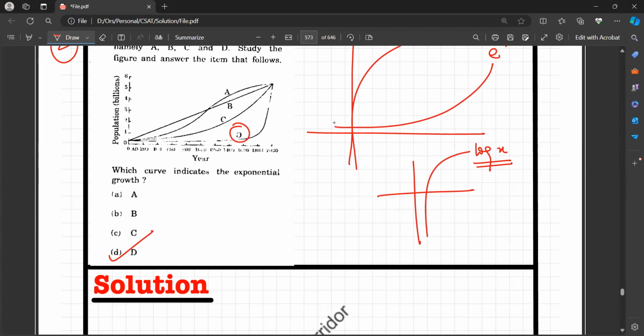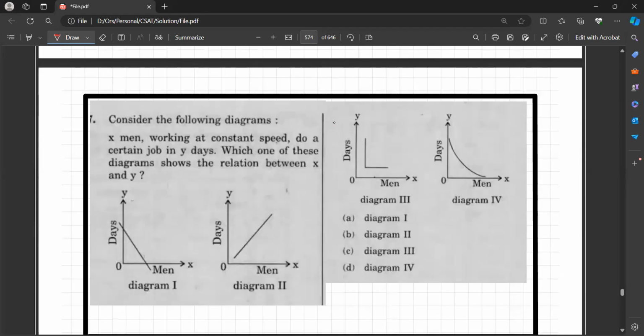Coming to the next problem. X men working at a constant speed do a certain job in Y days. Which one of these diagrams show the relation between X and Y? Number of men working, number of days taken. If the number of men increases, the time taken to complete the task will be less. Obvious. So in which case it is less? In diagram 1 and diagram 4. Diagram 3 and diagram 2 is eliminated.